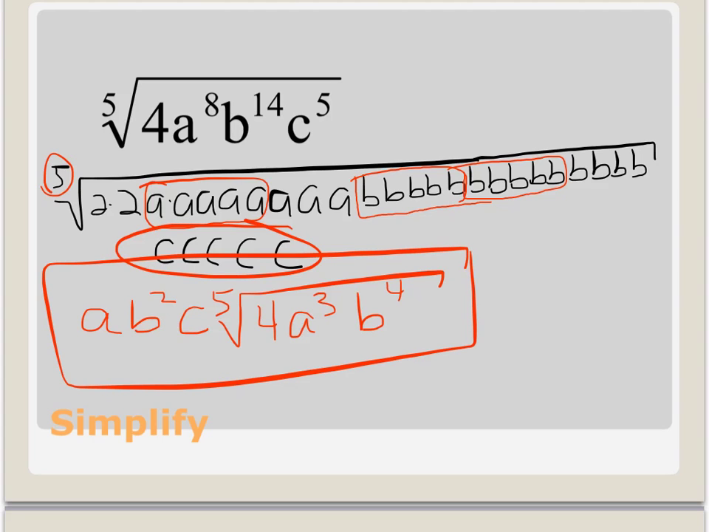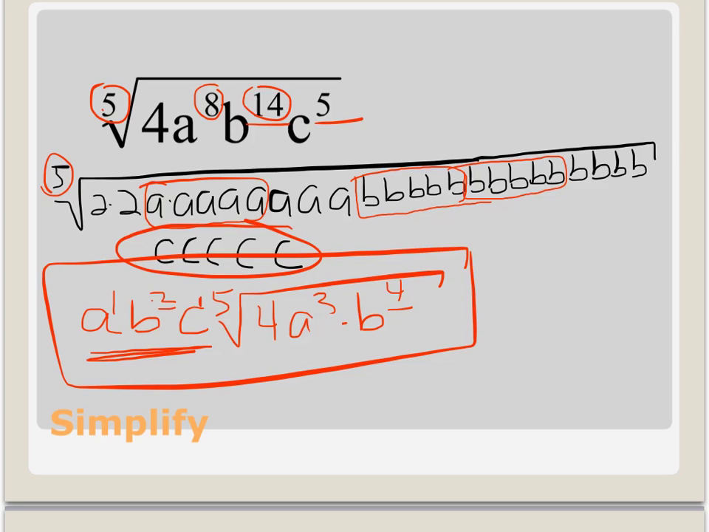Another way you could think about this is, essentially what I did was I took this and divided it into this. And that however many times it goes in evenly is the exponents of these out here, right? 5 into 8 goes once, 5 into 14 goes twice, 5 into 5 goes once, right? This is an exponent of 1. And the remainder is what stays underneath the root, right? So 5 into 8 goes once with 3 left over. 5 into 14 goes twice with 4 left over. And then 5 goes into 5 once with nothing left over, which is why we have no C.